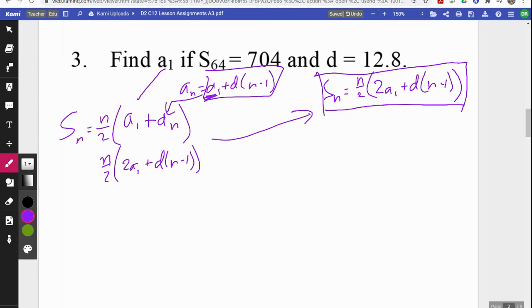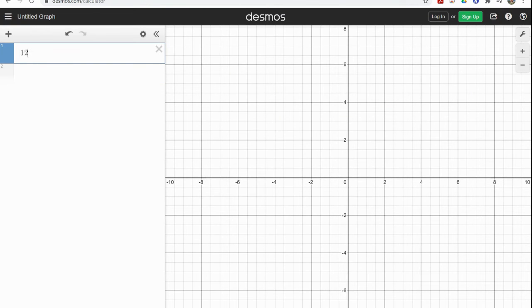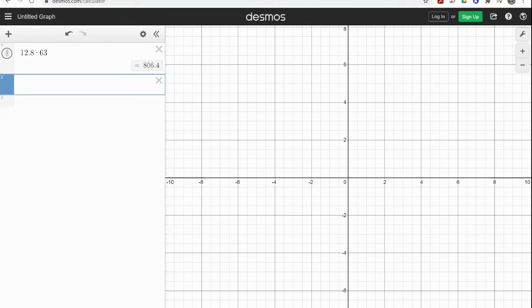So right now, this says S sub 64 is 704, which equals n, which is 64, over 2, times 2 a sub 1 plus d times n minus 1. We don't know a sub 1, but we do know d, 12.8, and we know n minus 1. N is 64, minus 1. So we'll want to piece this together a little bit. We can start on the inside if we like. 64 minus 1 is 63, and 12.8 times 63 is 806.4.